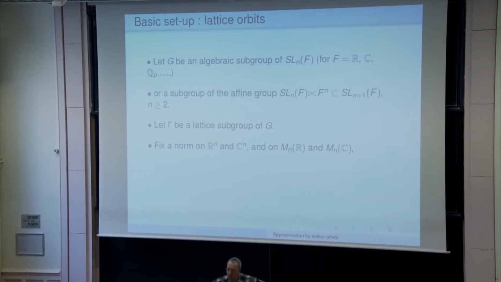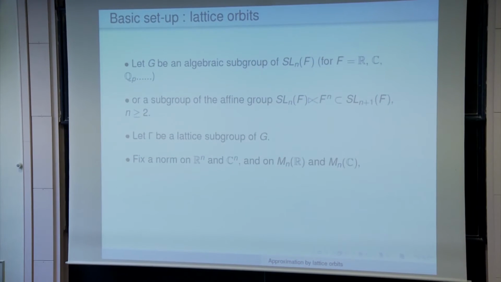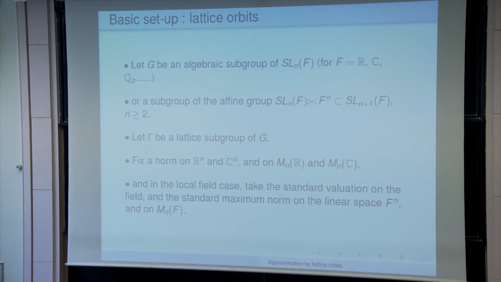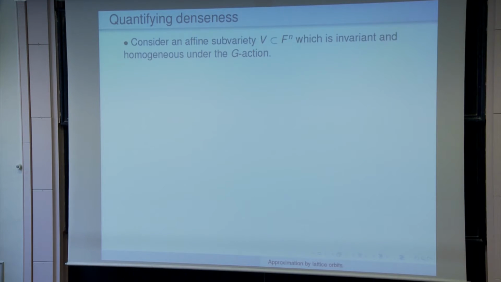We fix a norm on R^n and C^n, and on the space of matrices, M_n(R) and M_n(C). In the local field case, we take the standard valuation on the field and the standard maximum norm on the linear space F^n and on matrix space M_n(F). So this is all very simple.